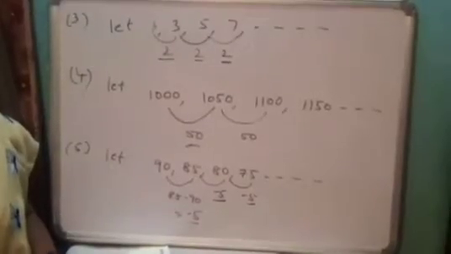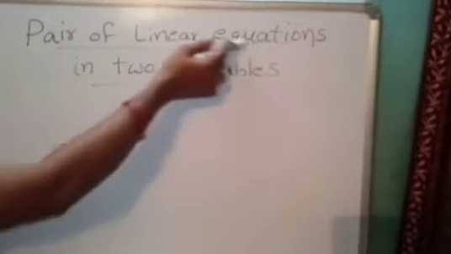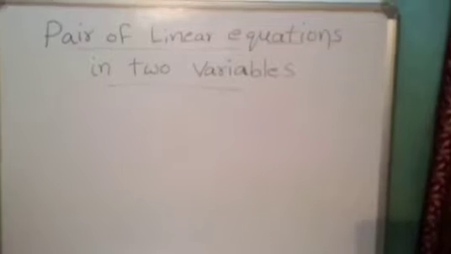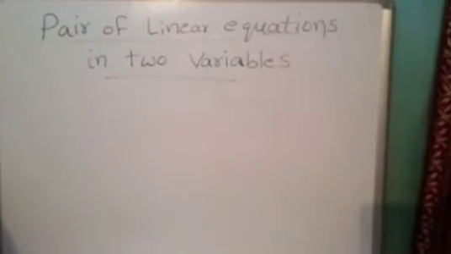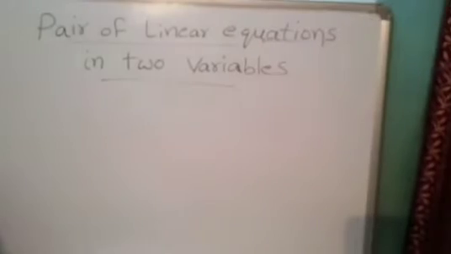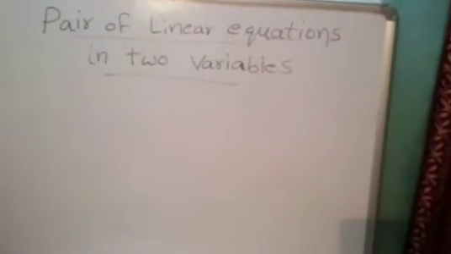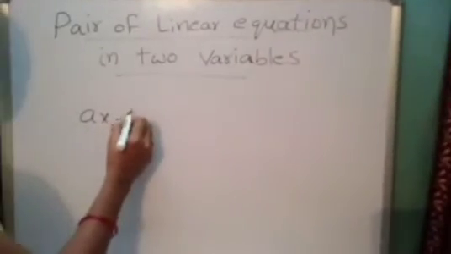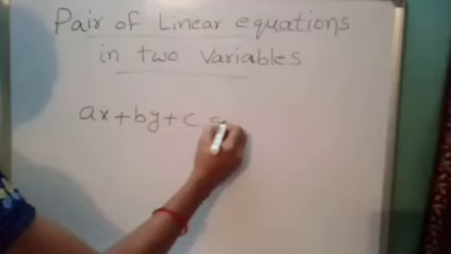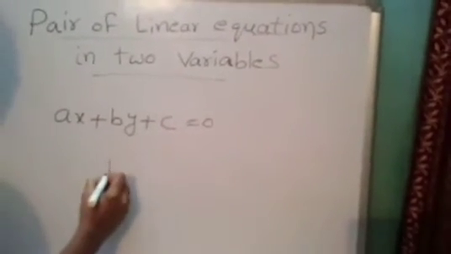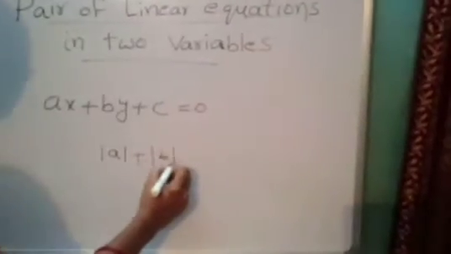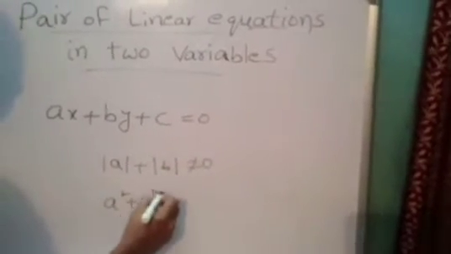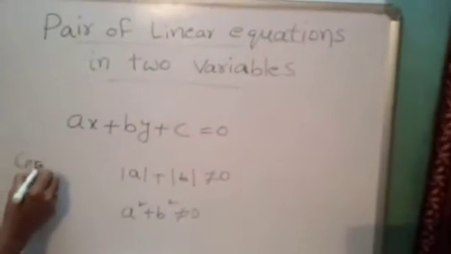This chapter is completed. Our next chapter is pair of linear equations in two variables. In this chapter, from an exam point of view, only pages 73 to 76 are important. First, we will discuss pair of linear equations. The general form is ax plus by plus c equal to 0, with the condition mod a plus mod b not equal to 0, or a square plus b square not equal to 0. This is the condition.